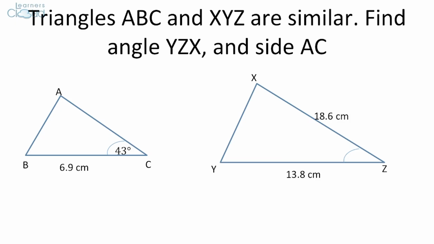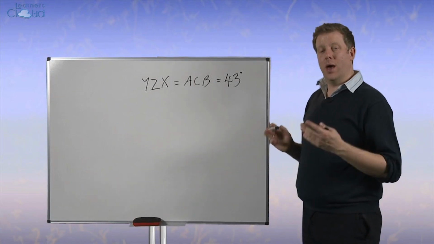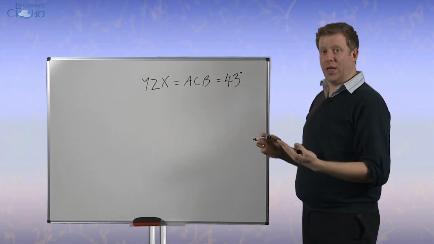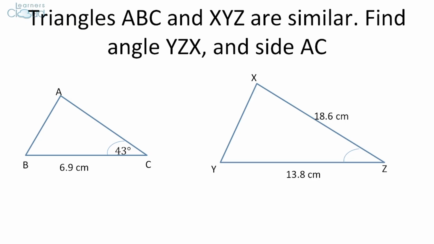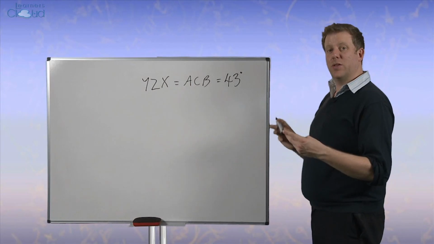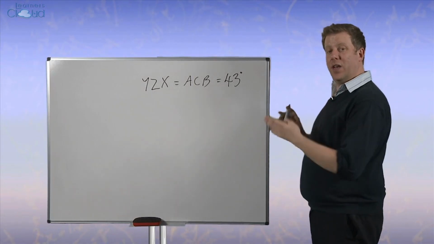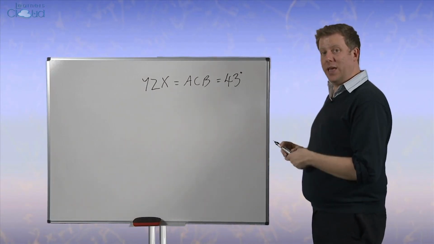Let's look at the length now. They want us to work out the length AC, which is one of the lengths in the shorter triangle. Now they'll always give you a pair of sides, one from each triangle, that will show you the relationship between the two similar shapes. And in this case, it's the base on each triangle. You can see the base on the smaller triangle is 6.9 centimetres, and on the larger one, it's 13.8. And it's here we need to look for a relationship between the two.